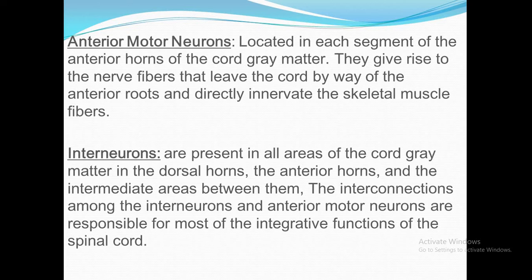the skeletal muscle fibers. Second, the interneurons are present in all areas of the cord gray matter: in the dorsal horns, the anterior horns, and the intermediate areas between them. The interconnections among the interneurons and anterior motor neurons are responsible for most of the integrative functions of the spinal cord.